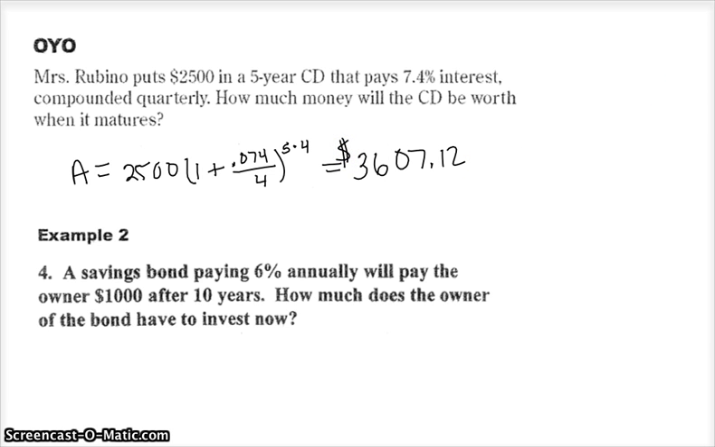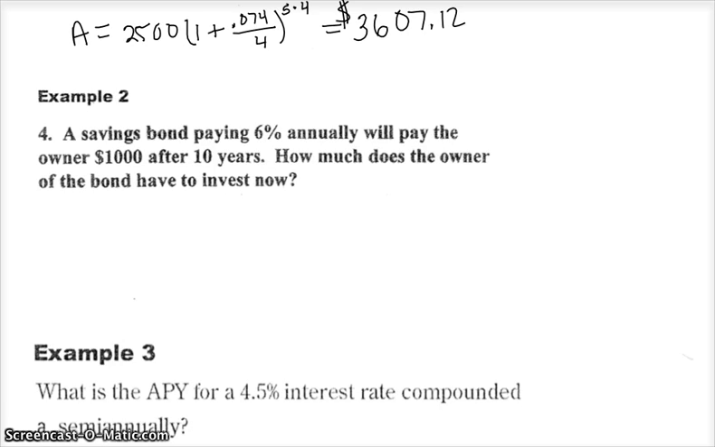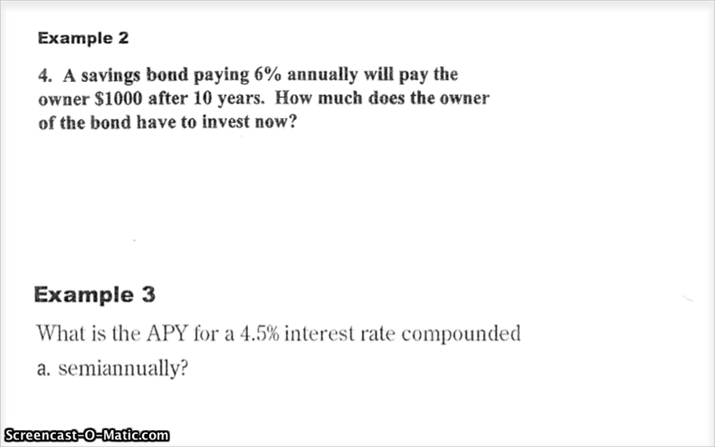Let's look at another example. In example 2, our unknown is going to be slightly different. Let's make sure we understand the information that we have. Going through the problem, I can see that R equals 6%. The amount in the account this time is $1,000. Time is 10 years. And I'm missing the principal. So let's set up our equation accordingly.